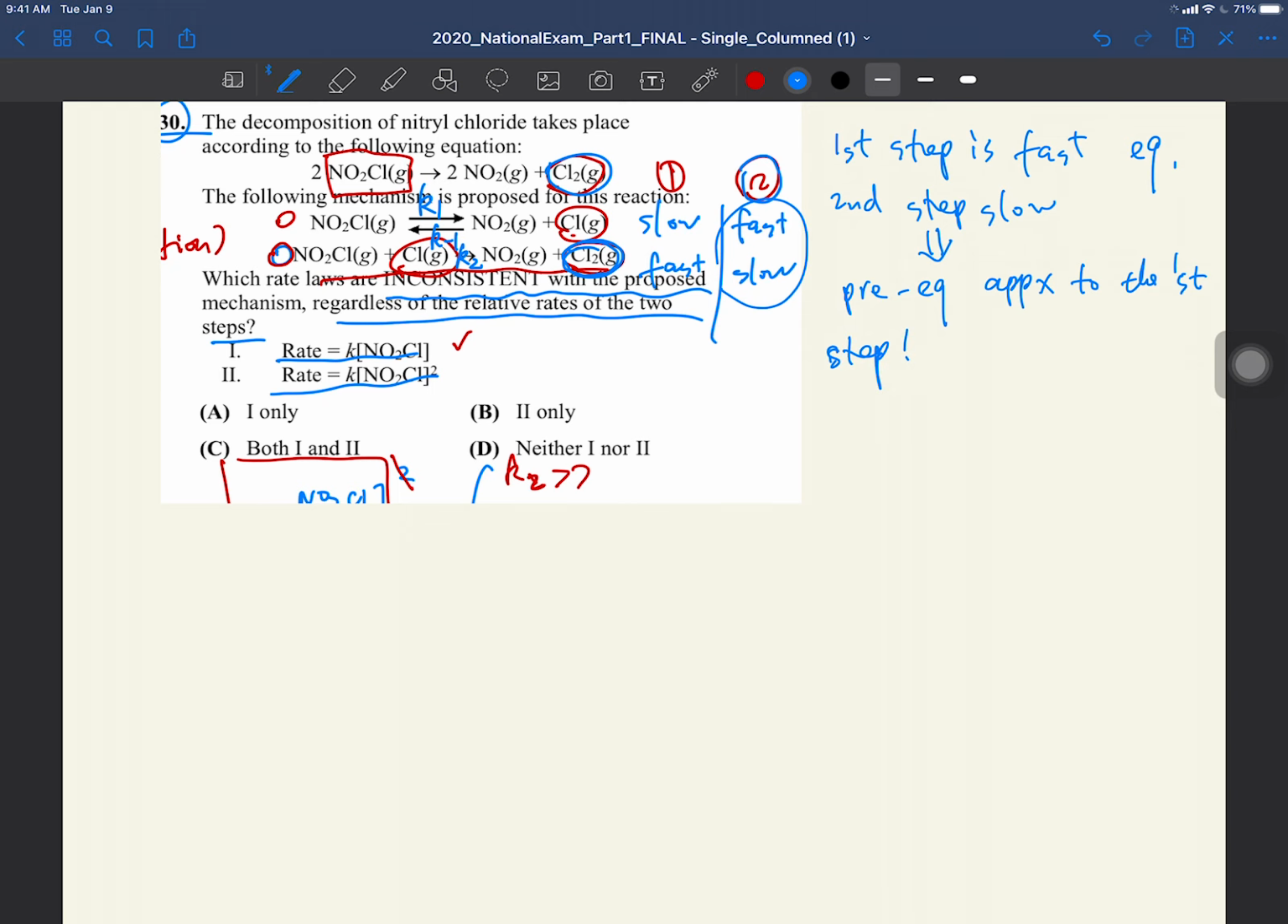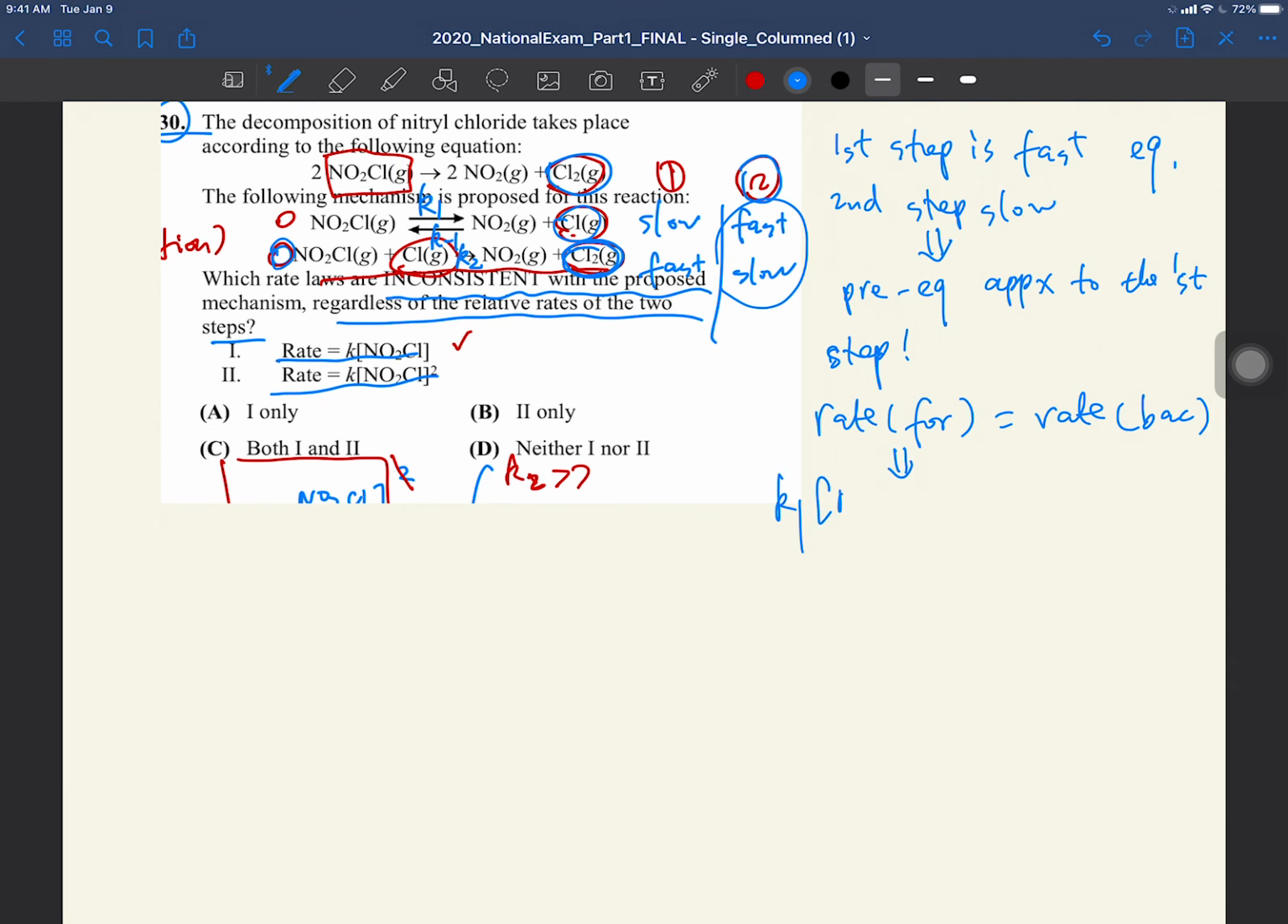What does it mean? It means the consumption of the intermediate in the second step can be ignored because the second step is slow, right? So we can assume the first step is at equilibrium since the second step is negligible. And then if the first step is at equilibrium, we can say the rate of the forward reaction equals the rate of the backward reaction. Makes sense, right?